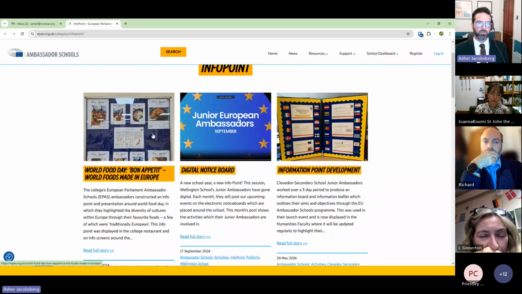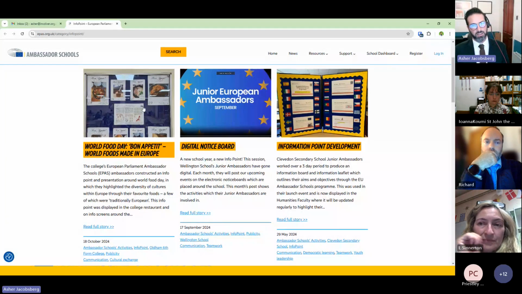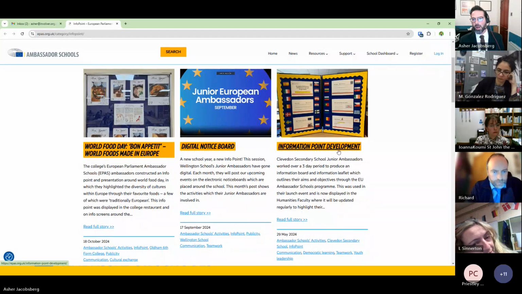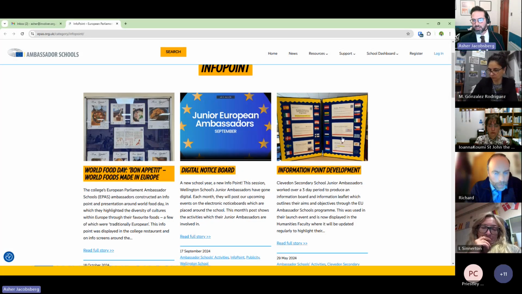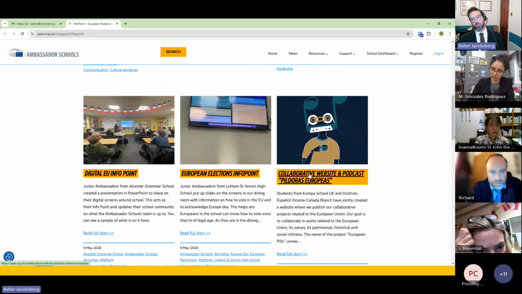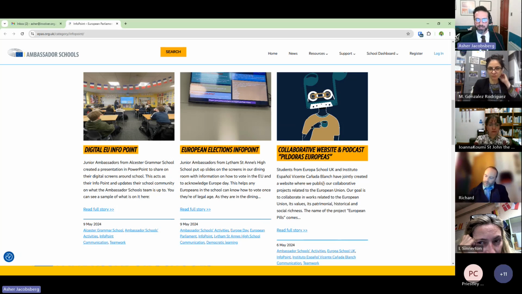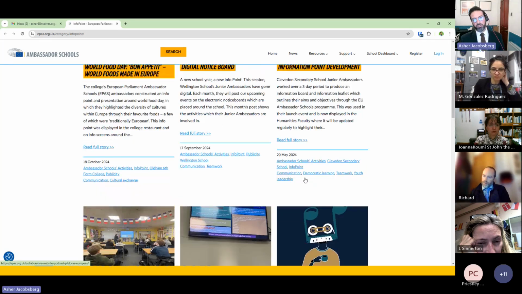In many cases, people have a notice board, a physical notice board, somewhere around the school. And we've got here that Oldham Sixth Form College have done something particularly around food. And over here, Clevedon Secondary have done something which is much more about the individual nations in the European Union. And here we have a really creative idea from Europa School and Instituto Español Vicente Cañada Blanch, who have a podcast together looking at what it means to be a European living in the UK. So different ways of people doing this.